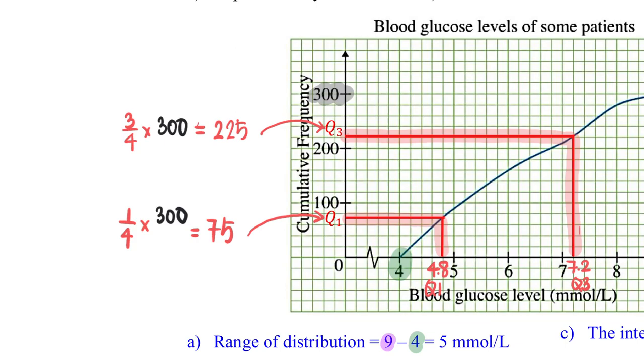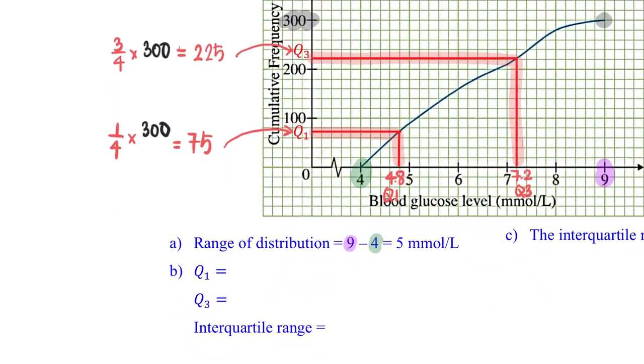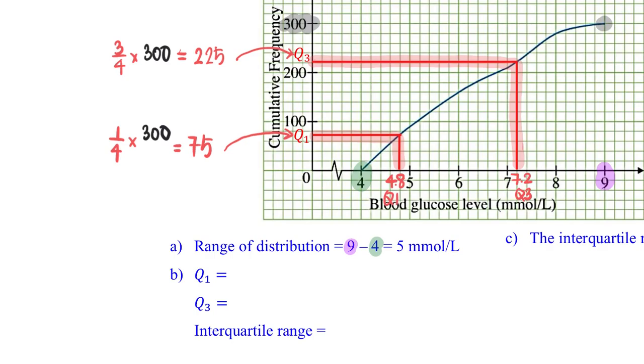And with these two values, I will then be able to get my interquartile range. Okay? Because interquartile range is Q3 minus Q1. So I will have my Q3 here and my Q1 here. After I subtract, I will get my value of 2.4. Alright? And the last part, part C.